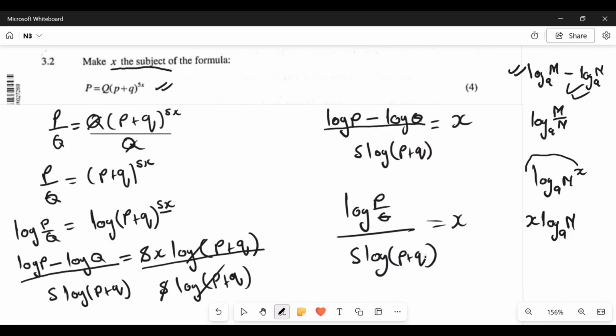All right, people, I hope you understood how to do this one. Really, it was not that difficult. All you need to know is your log laws, and then again, you needed to know how to manipulate a formula. So anyway, this is how we do this one, guys.